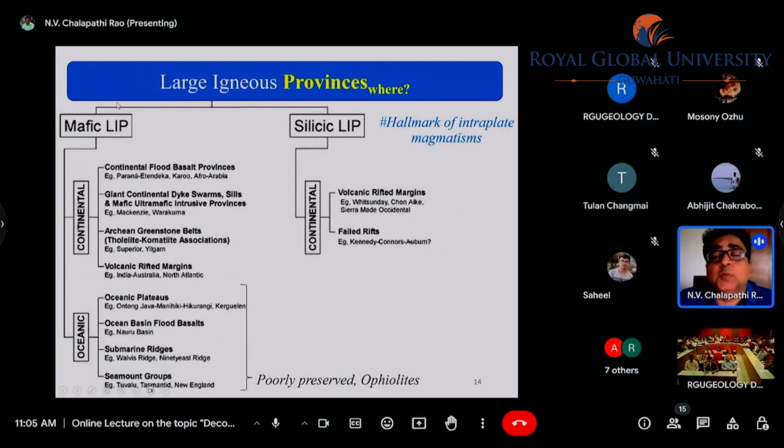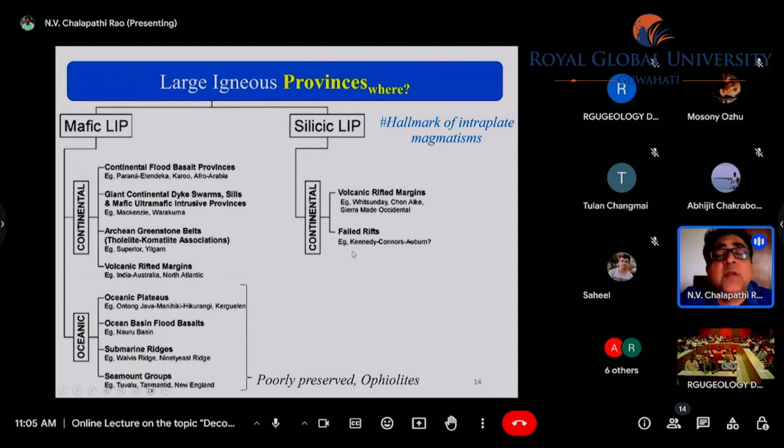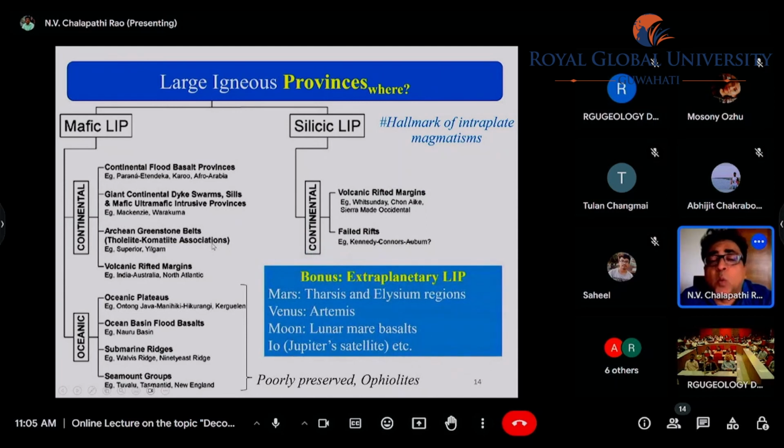So as I told you, you have large igneous provinces in the continents, you have large igneous provinces in the oceans, and you have large igneous provinces which can be of silicic nature as well as mafic nature. And I gave you an example. Your Malanis in India are a classic silicic LIP, and mafic LIP, of course, our Deccan Traps, Rajmahal, they come under it, your mafics.